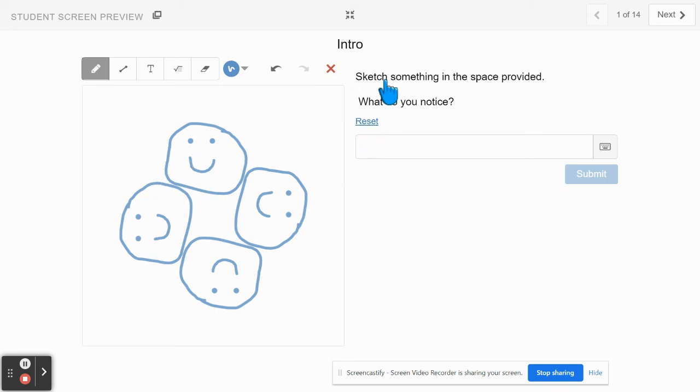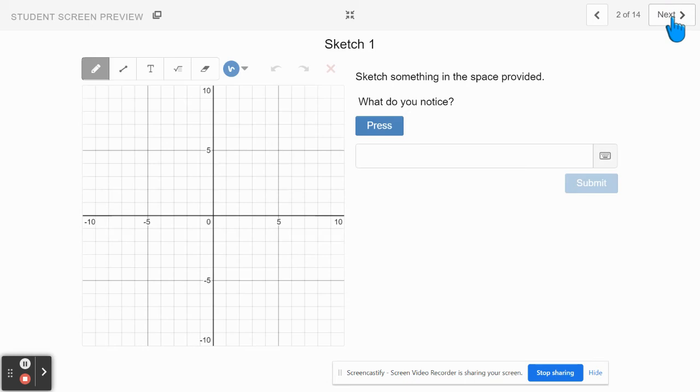You can do it again if you like. Sketch something in the space provided, and then what do you notice? And I kind of helped you with that one. All right, go to the next slide. After you've written something out. All right, sketch something in the space provided. Actually use the coordinates on this one. So give me a coordinate here maybe. Wherever you want, give me some kind of shape with your coordinates. That'd be kind of cool.